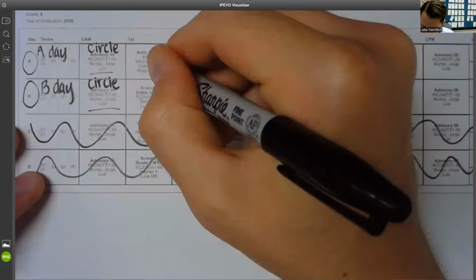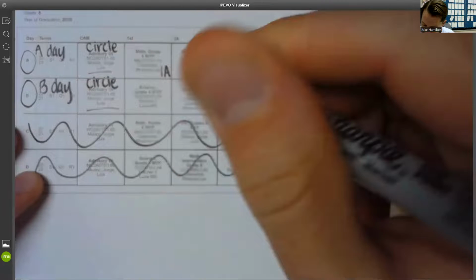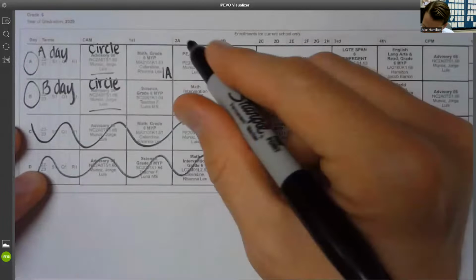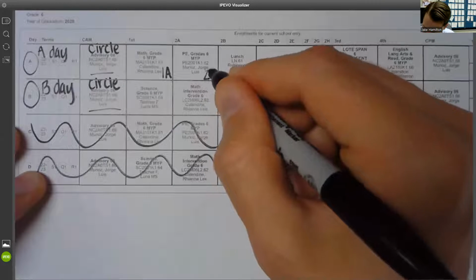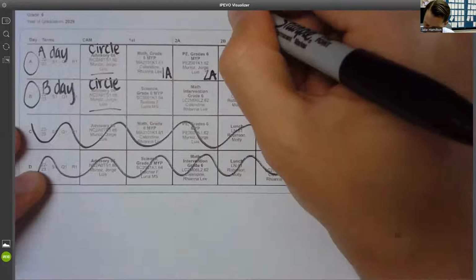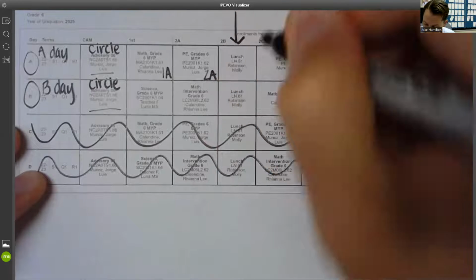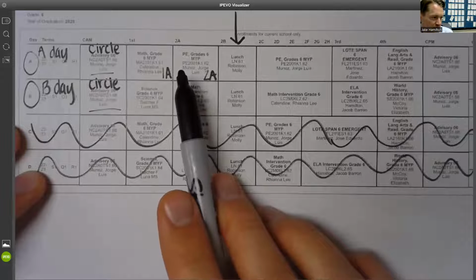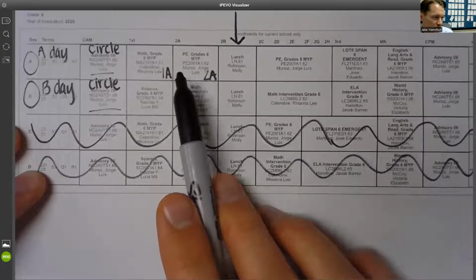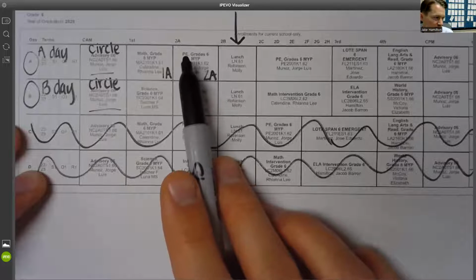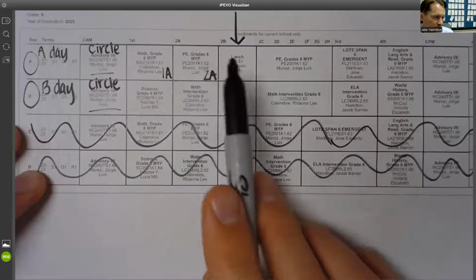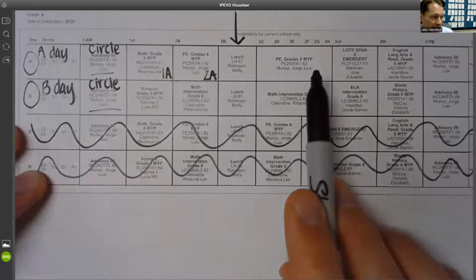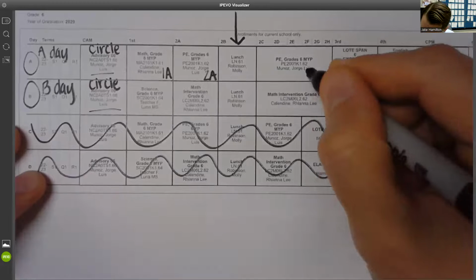Then for math, you've got 1A. For PE, you can see here it's 2A. And this might be where you get a little bit confused, but we have lunch right in the middle, or actually kind of at the beginning of the second period. So this class, the PE for this scholar, is interrupted by lunch. Now, when we're done with lunch, we come back and finish second period A day.